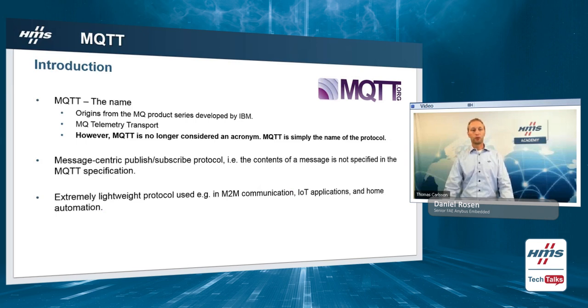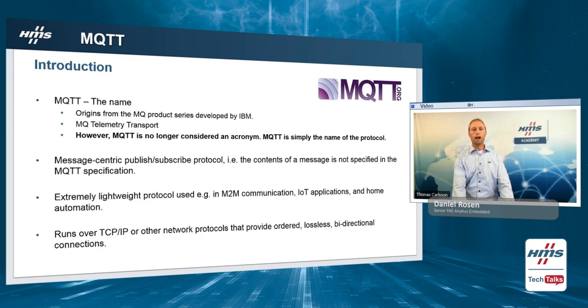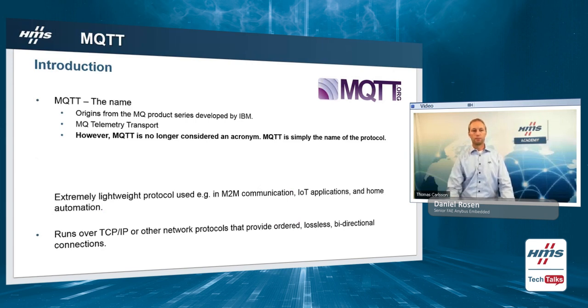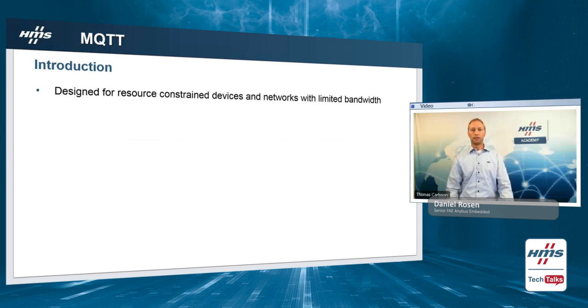MQTT is an extremely lightweight protocol, and it's used in, for example, machine-to-machine communication, in IoT applications, and in the last years it has become very popular in home automation systems. It runs over TCP/IP basically, and there are also versions of the specification which can be run on other media. As I said, it's designed for resource-constrained devices with limited memory and limited speed, so it's very suitable for small microprocessor systems.